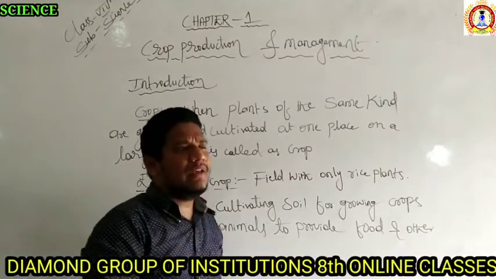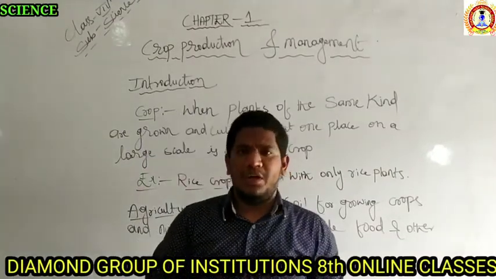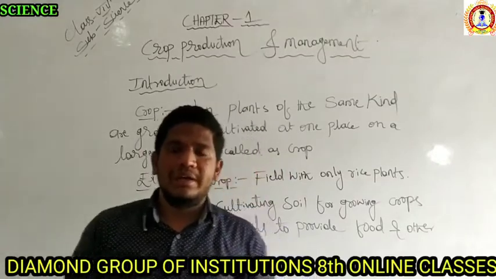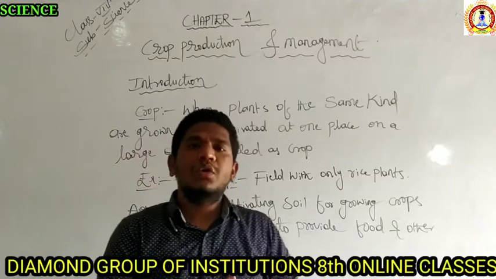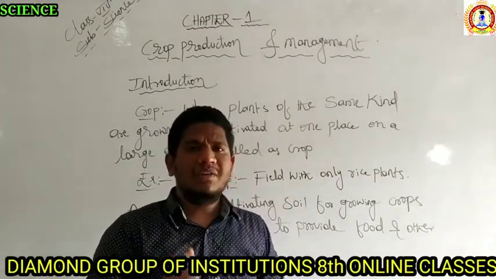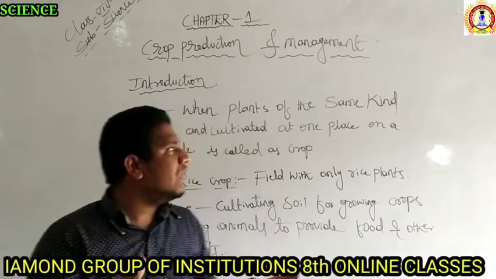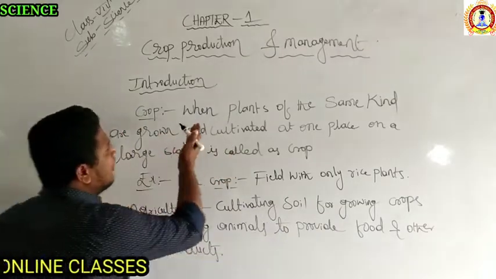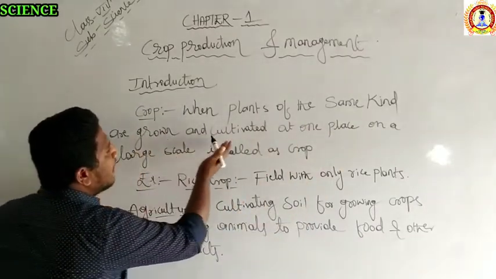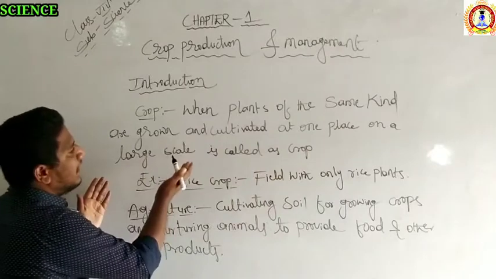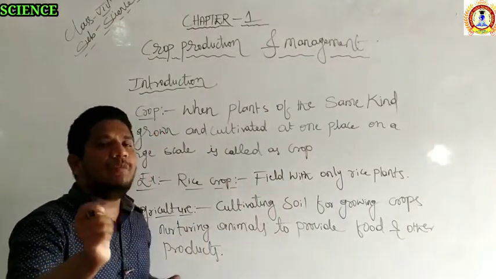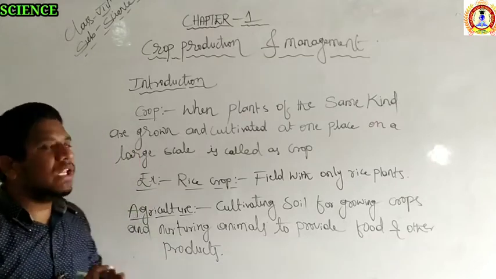Then one question will arise: what is the need of crop production and the management of crops? Why do we need to do crop production? Why do we need to do the management of crops? What is a crop? We know that a crop is nothing but plants of the same kind grown and cultivated at one place on a large scale. It means the same kind of particular plant is grown on a large scale.